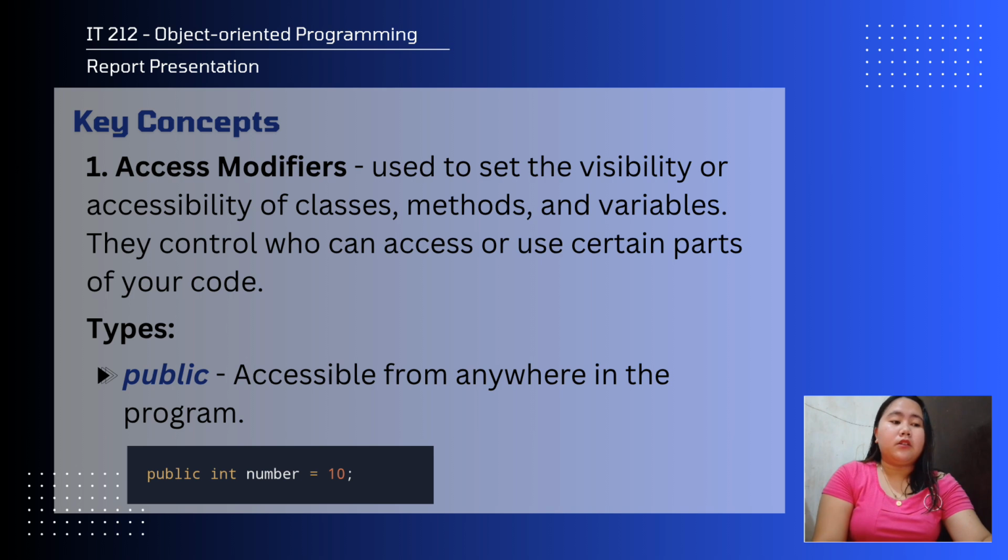Key concepts. To understand how encapsulation works, you need to know about a few key concepts. Number one is access modifiers. These are keywords that control the visibility or accessibility of classes, methods, and variables. They determine who can access or use certain parts of your code. Public: accessible from anywhere in the program. Think of it like a public park, anyone can enter.